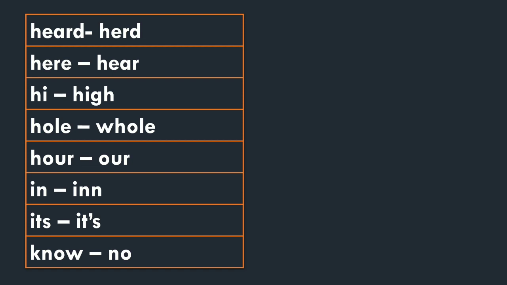Next is its. There are two words, its. Its is a possessive case of it, and it's, it apostrophe s, is a short form or contracted form of it is.